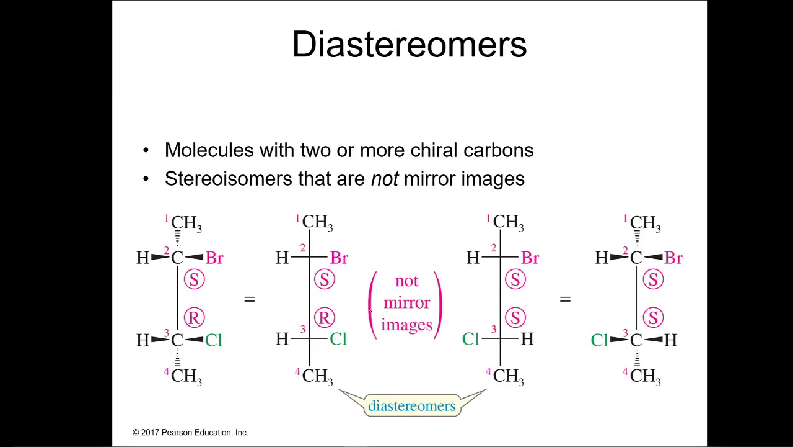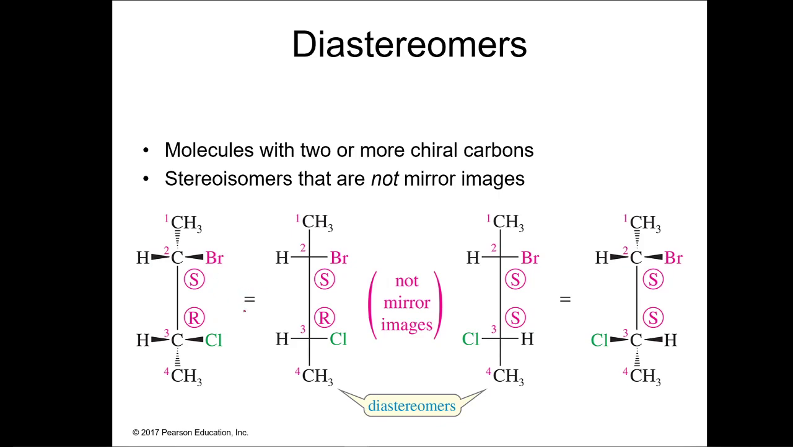Okay, so diastereomers. If you have multiple chiral carbons, you're going to have diastereomers and enantiomers within the same thing. If you look at this, you've got two different chiral centers, and so there are 4 possible configurations. You can have SR, RS, SS, or RR. They can be different in 2 different ways.